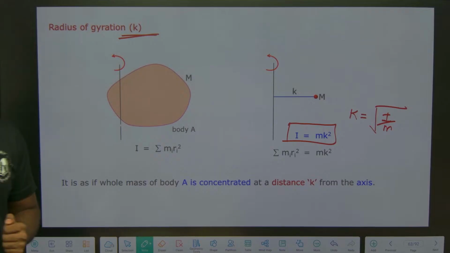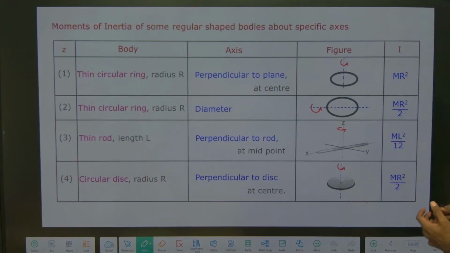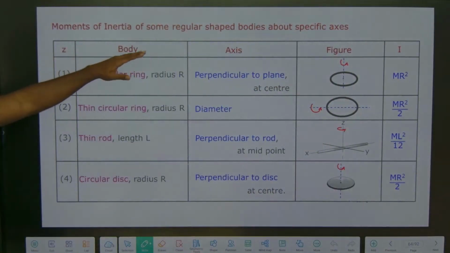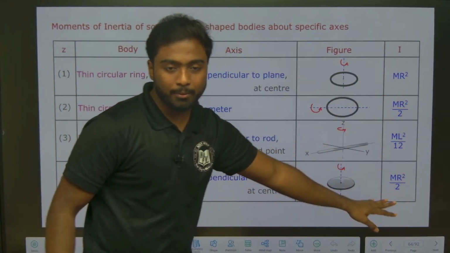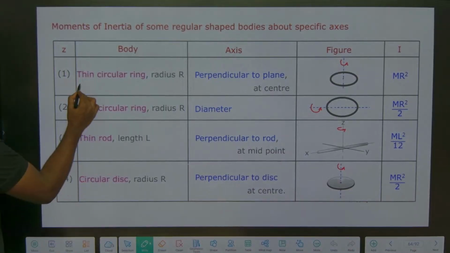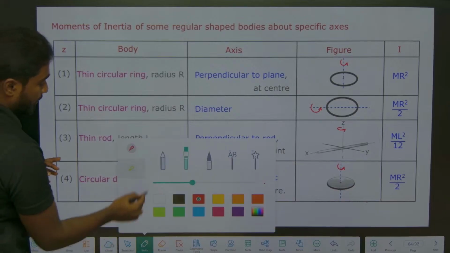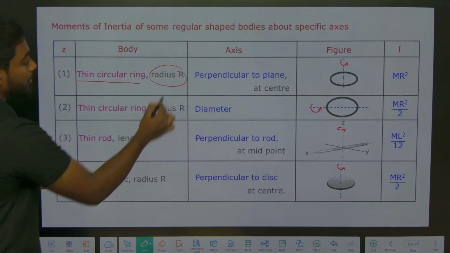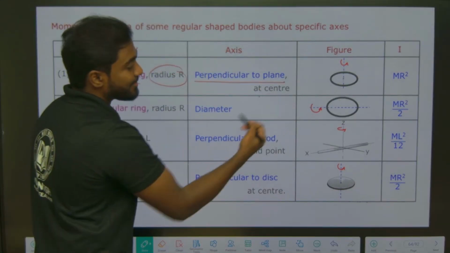Completed. So here is the moment of inertia of some regular shaped bodies about a specific axis. The first column is the body, the second is the axis, then the given figure, and the moment of inertia formula. So first one, thin circular ring of radius r, and the axis, if you see, is perpendicular to the plane at the center.